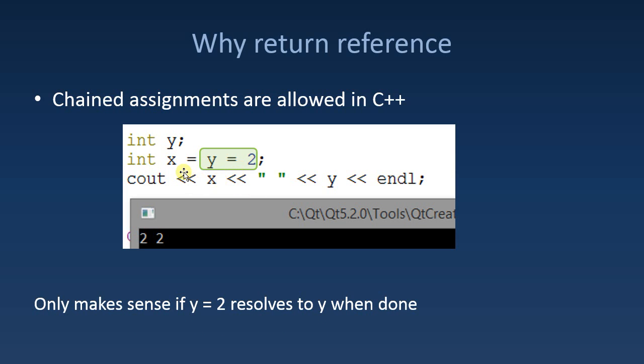Like I said, not something we use a whole lot, but this process is only going to make sense if, after we're done with something like y gets assigned the value 2, that's interpreted as having the value y, so that then we can chain it on into x.